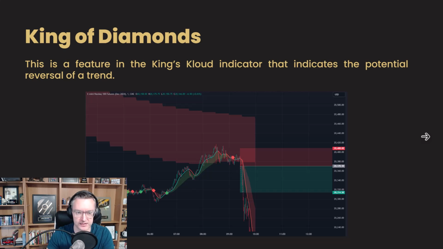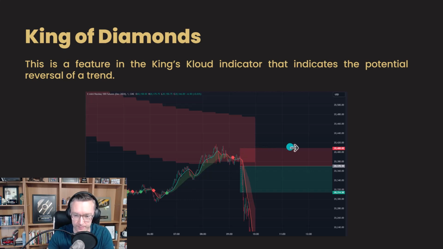So King of Diamonds, this is a feature in the King's Kloud indicator that indicates the potential reversal of a trend. I can see here, again, this red cloud means the price over a large time frame, a bigger trend, is still in a downward direction. There was a temporary uptrend right here with this smaller green cloud, and then boom, right here, this red King of Diamonds appeared and indicated, hey, by the way, the momentum has slowed. You might be wanting to look for a sell pretty soon.